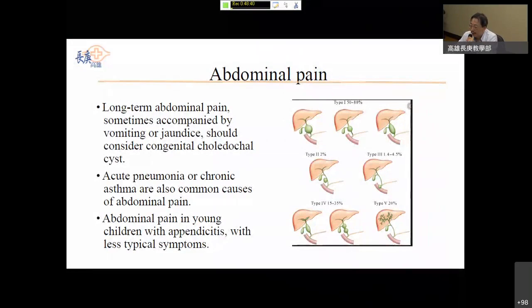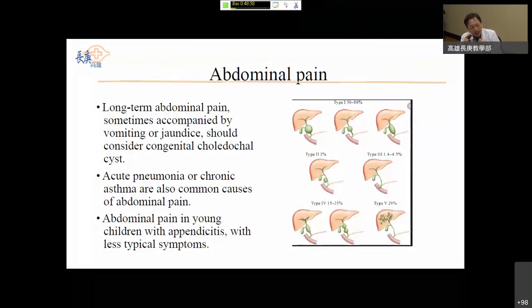Is Dina there? Oh, it's right lower quadrant. I saw it. Very good. Right lower quadrant. Yes. Excellent. For appendicitis in adult, about 90% will present abdominal pain in the right lower quadrant.